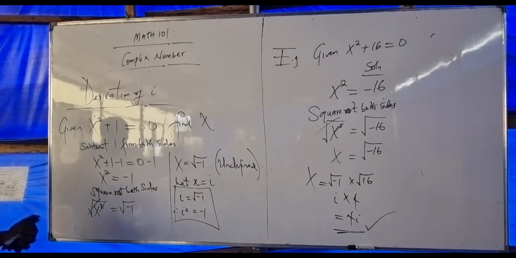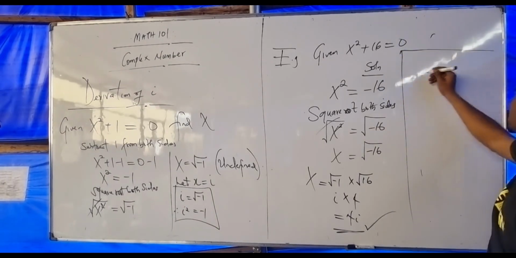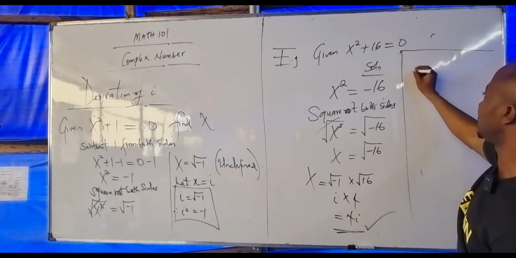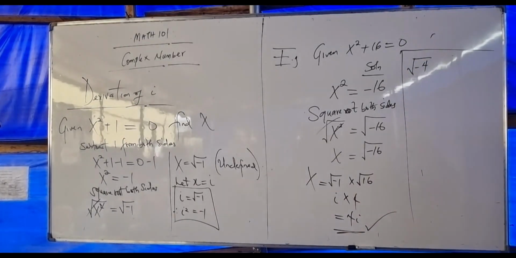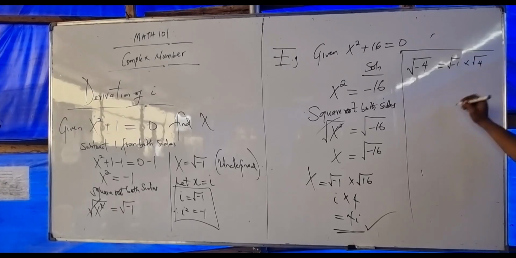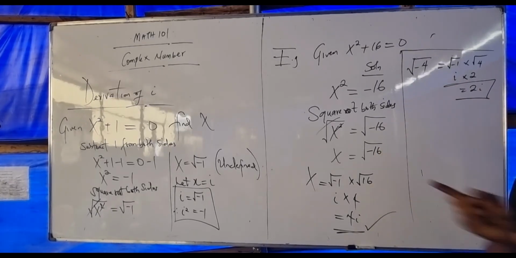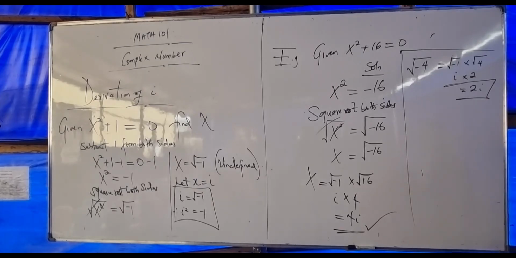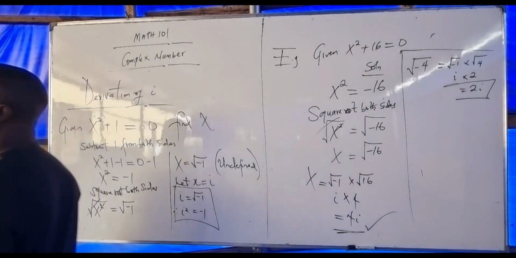Now, you have learned how to evaluate the root of a negative number. If I have the root of minus 4, what will it be? 2i, thank you. Which is the same as what? Root of minus 1 times root of 4. Here we have i times 2. What's the answer? 2i. So in any aspect of mathematics, whenever you see the root of a negative number, always introduce your i. Okay, so let's proceed.